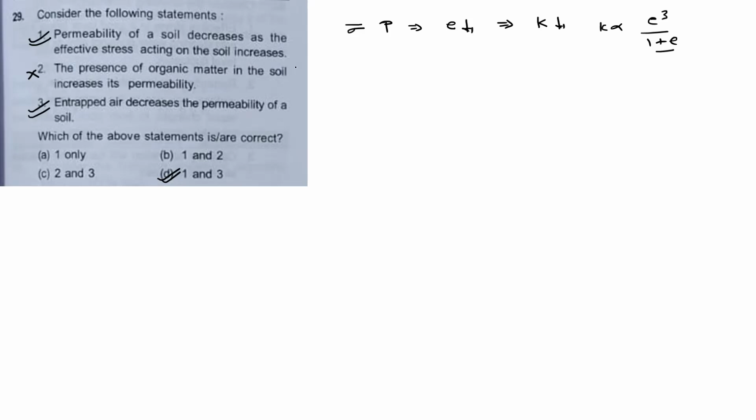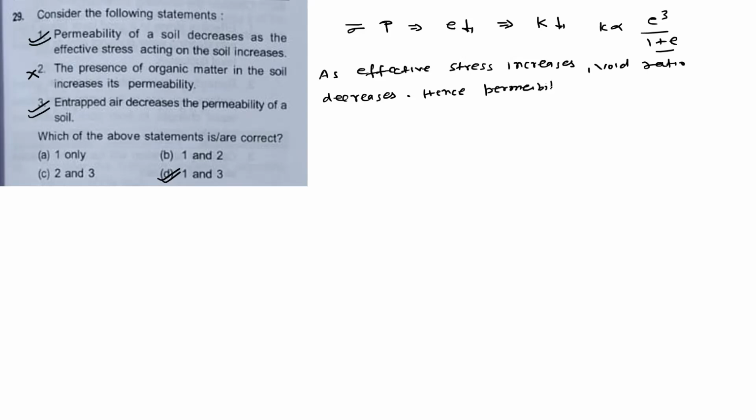So let me explain this again. As effective stress increases, void ratio decreases. Hence permeability decreases.